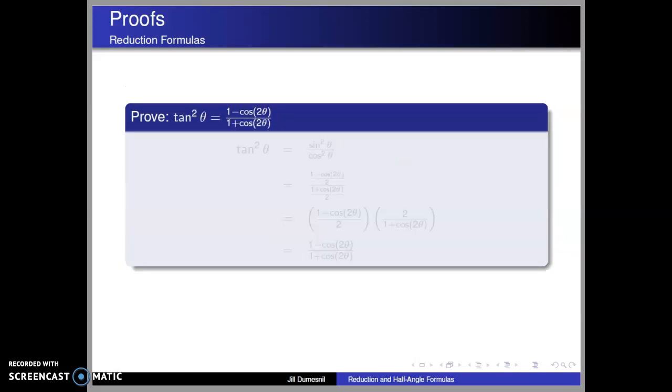Finally, let's prove the third identity, that tangent squared theta is the ratio of 1 minus cosine 2 theta to 1 plus cosine 2 theta. We start by using the fact that tangent is the ratio of sine to cosine. Then we substitute the previous two identities and simply divide fractions by multiplying by the reciprocal of the divisor. And then we cancel the 2 to simplify the fractions.